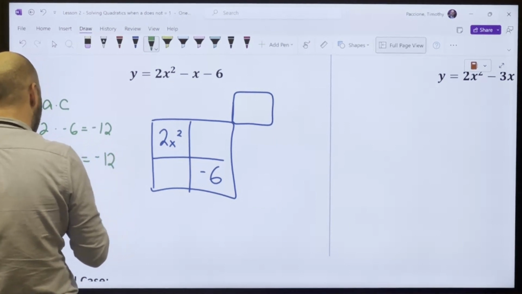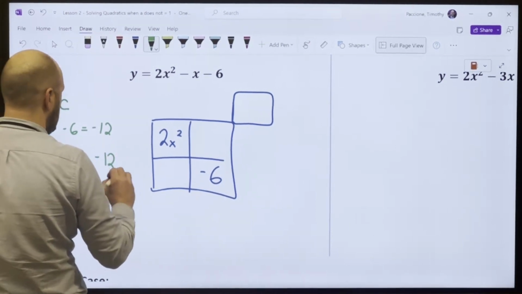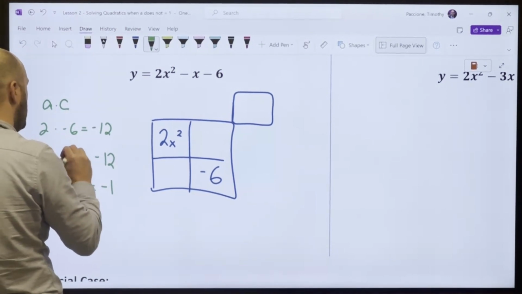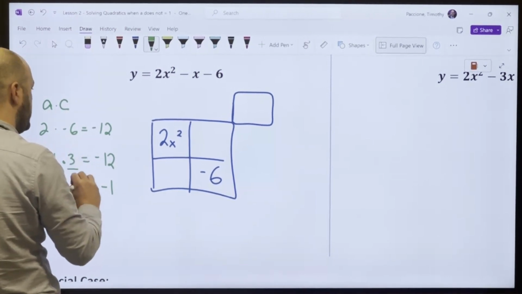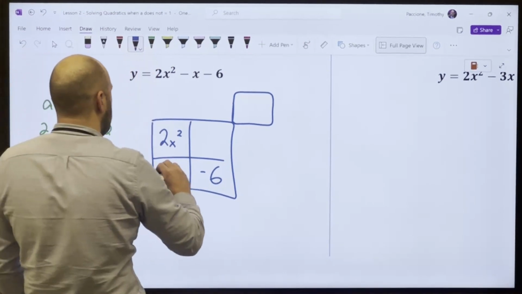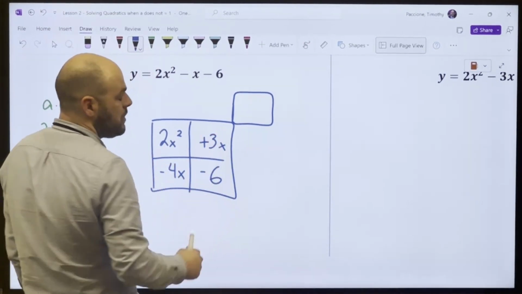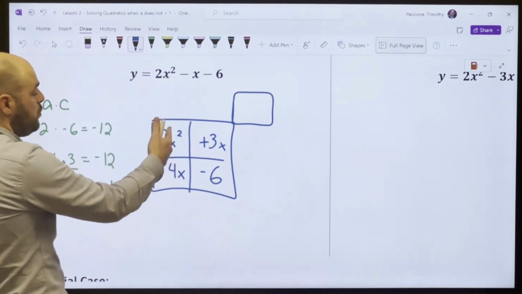And they have to add to give us -1. Right? So that would be -4 and 3. That works for both situations. So that's what goes in here, -4x and plus 3x. Okay? So then we factor out.